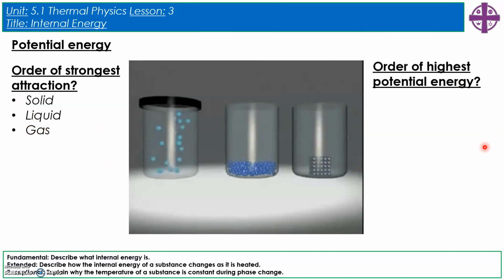But which has got the most potential? Well, it's the flip of that, the same as it was in the gravity example. Gases have the most potential because they have the most potential to come together, to be brought back together. Liquids have a bit less potential energy than that, and solids have the least potential energy.